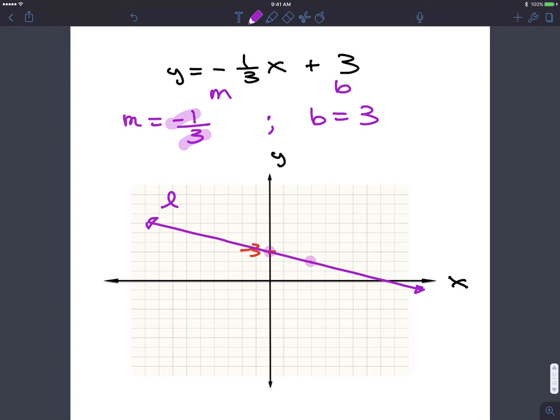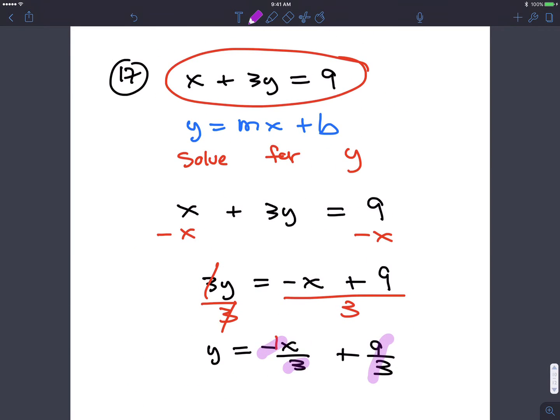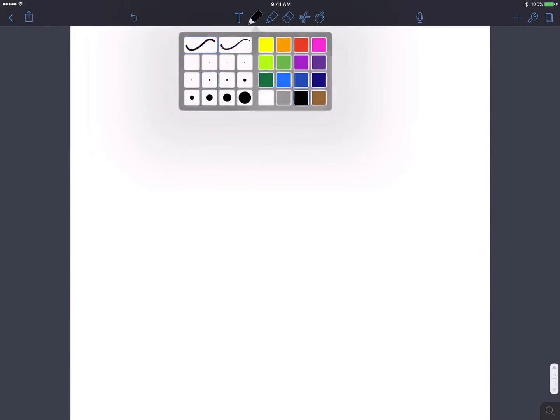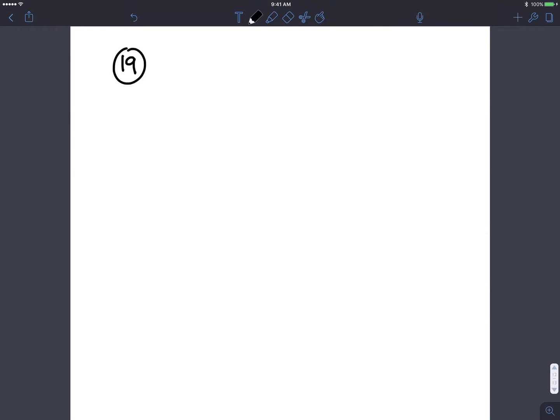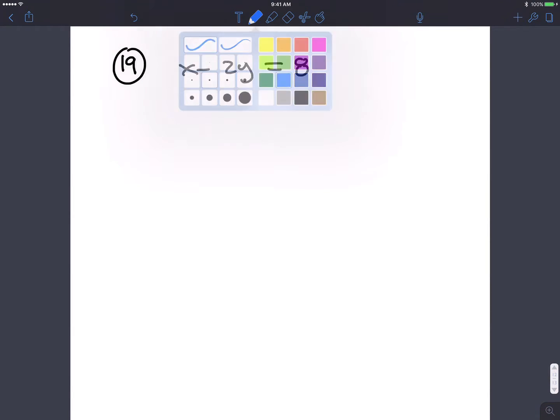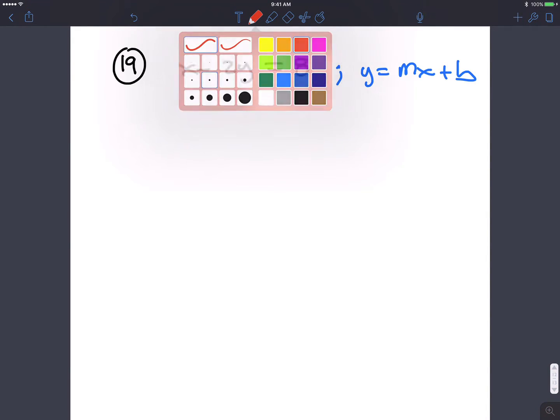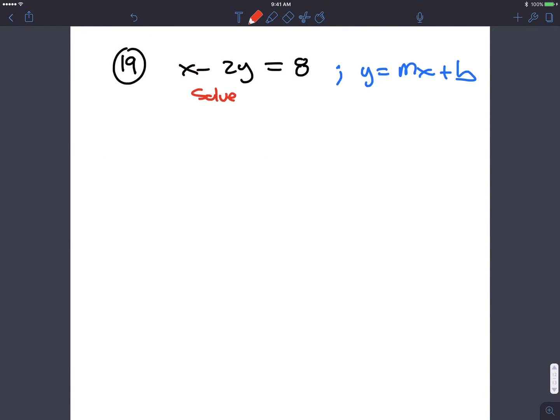Here's the graph. And that was number 17. X minus 2y equals 8. Again, we need this in slope-intercept form. We have to solve for y.